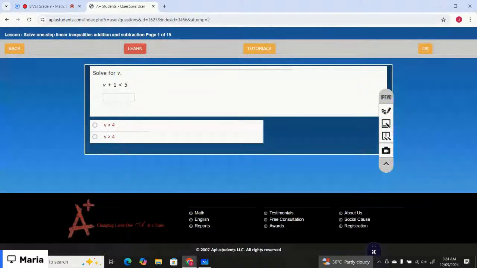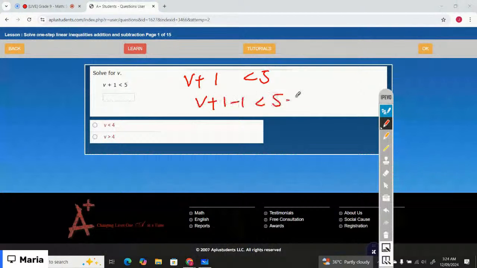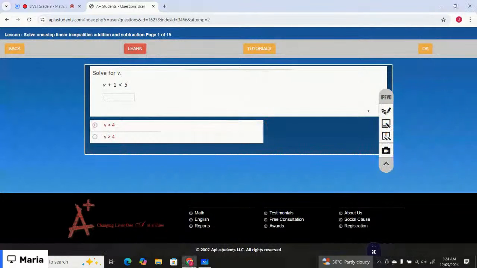Solve for v. Which is the correct option? v plus 1 is less than 5. You need to subtract 1 from both sides. v is less than 4. The correct option is option number 1, that is v is less than 4.